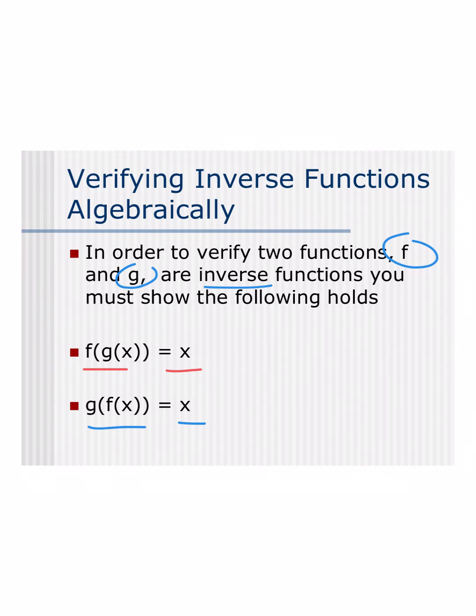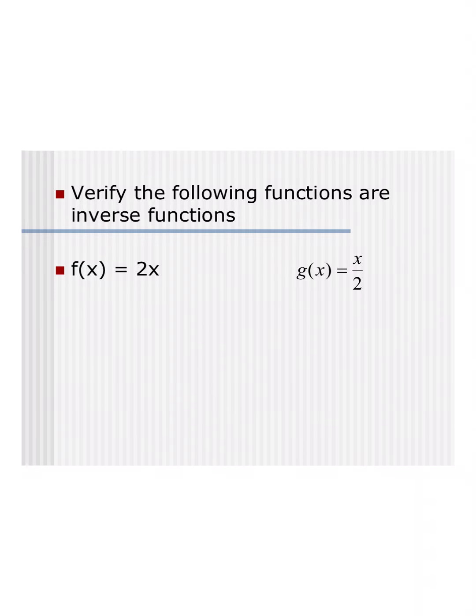Let's go ahead and apply this. We have two functions here that we're going to use to demonstrate verifying algebraically that functions are inverses. We have f of x, which is 2x, and then we have g of x, which is x over 2.